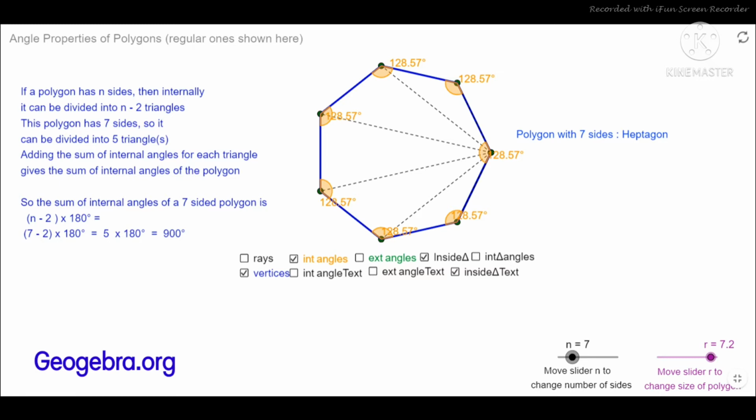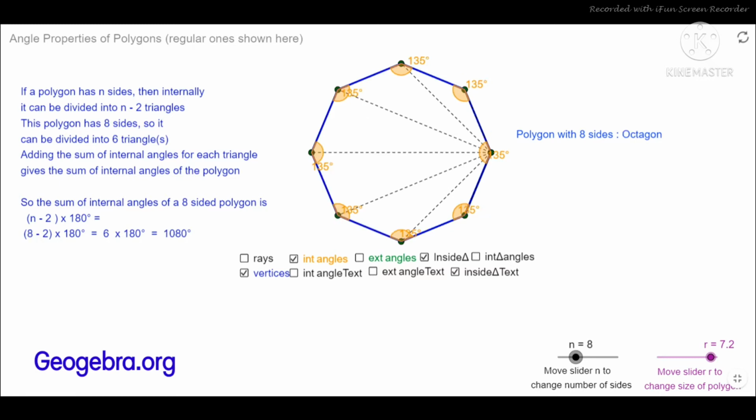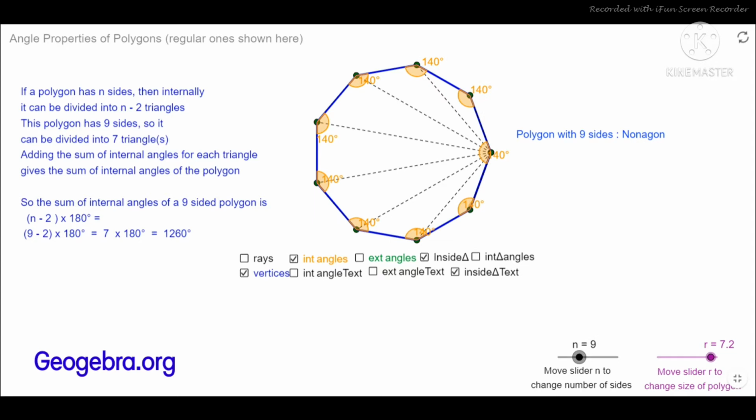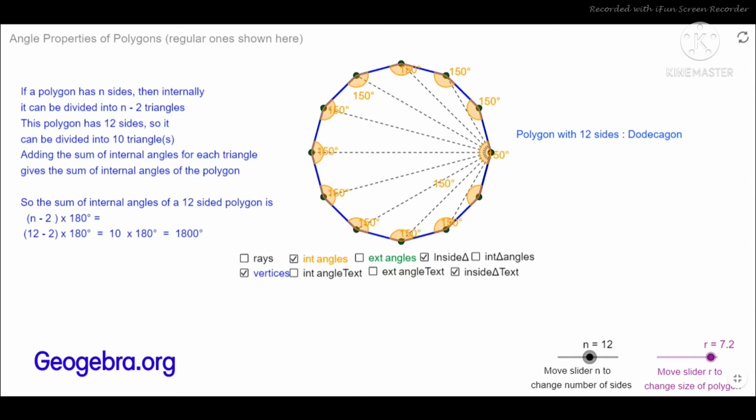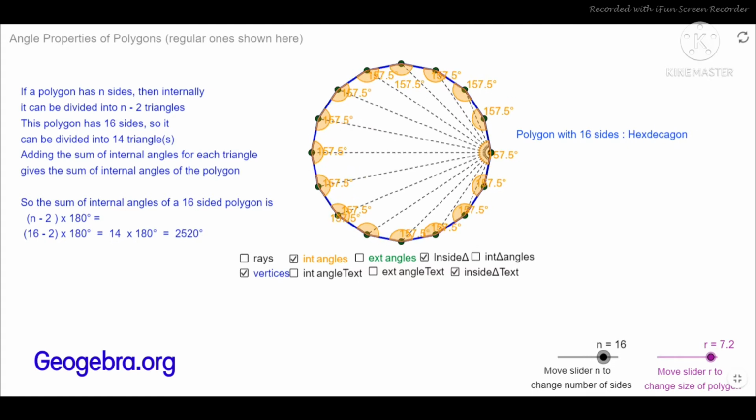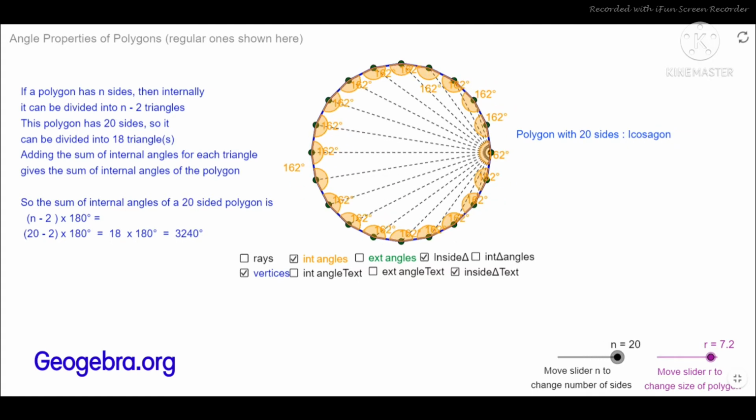In this way, you can easily explore and see how different polygons have different interior angles. So the sum of the interior angles for any number of sides we can get now. Using this applet, we can go up to a 20-sided polygon. A polygon with 20 sides is called an icosagon, and the sum of its interior angles becomes 3240.